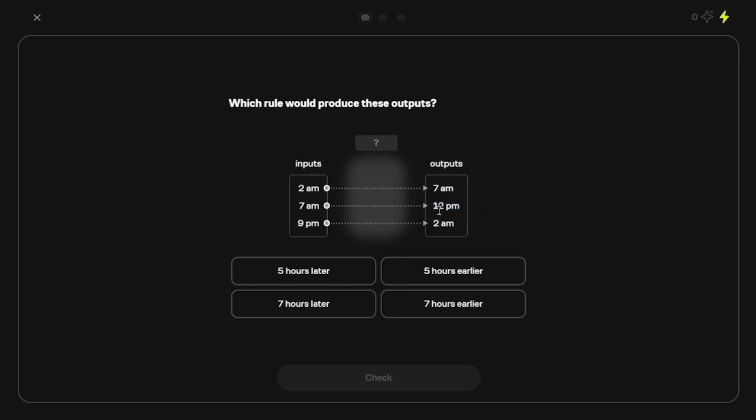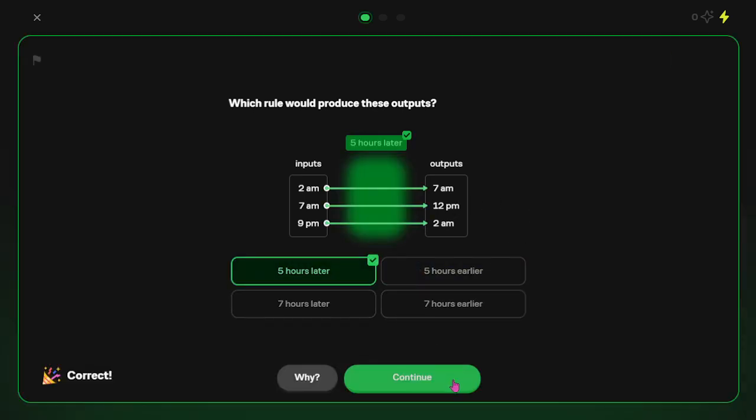So what was the function? I see here 2 to 7, and it's both a.m. So it's like adding 7 to 12, but it's p.m. 12 p.m. is like the afternoon, like lunchtime. And 9 p.m. to 2 a.m., we know that. So it's like 5 hours later. Yeah, am I correct?